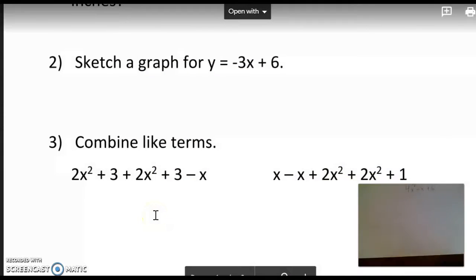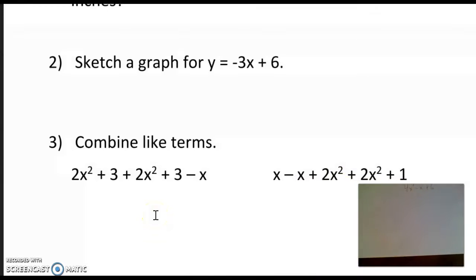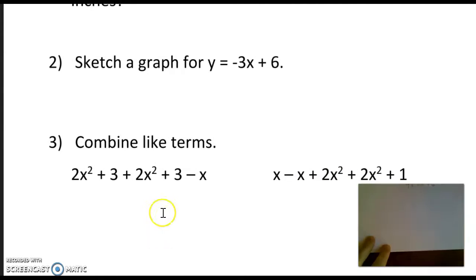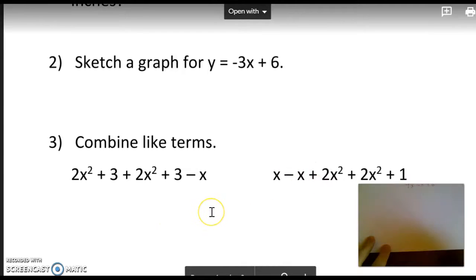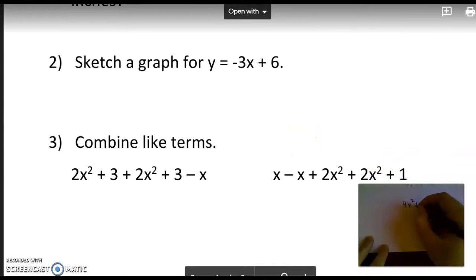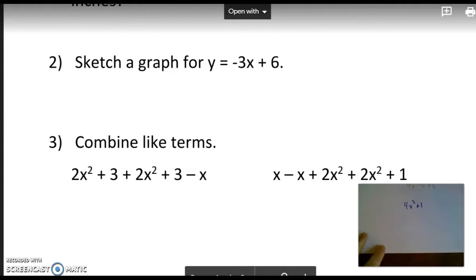For the second problem, to do this more so in my head, I look at the x minus x to start, and that means I don't have any x's left. The 2x squared plus 2x squared is what I had for the first one, so that's 4x squareds. And then plus 1 can't be grouped with anything else, so you just get 4x squared plus 1 for the answer.